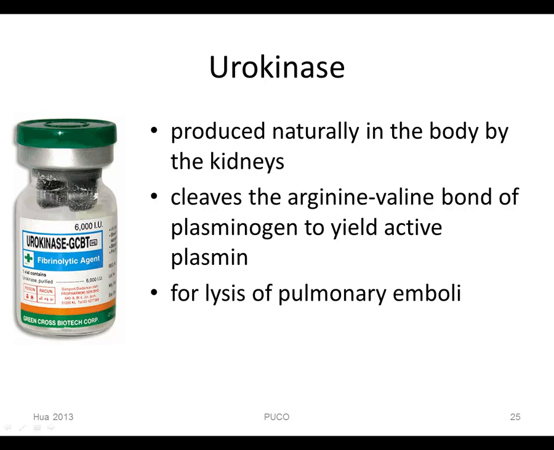Urokinase is produced naturally in the body by the kidneys. Therapeutic urokinase is isolated from human kidney cells and has low antigenicity. Urokinase directly cleaves the arginine-valine bond of plasminogen to yield active plasmin. Urokinase is only approved for lysis of pulmonary emboli. Off-label uses include treatment of acute myocardial infarction, arterial thromboembolism, coronary artery thrombosis, and deep venous thrombosis. Urokinase has a short duration of action and is rapidly cleared by the liver.